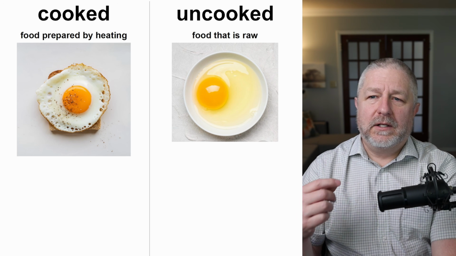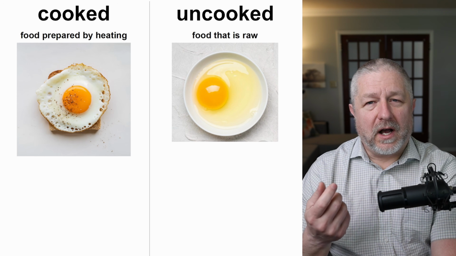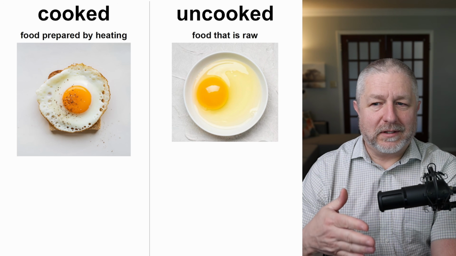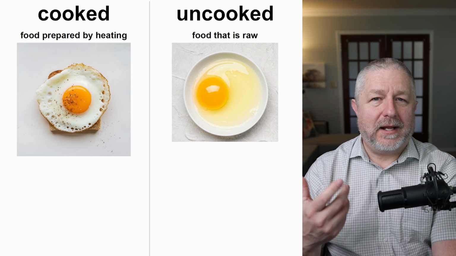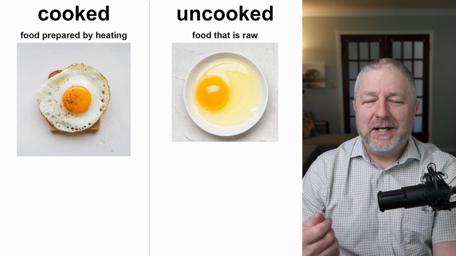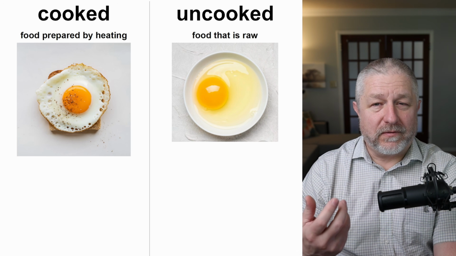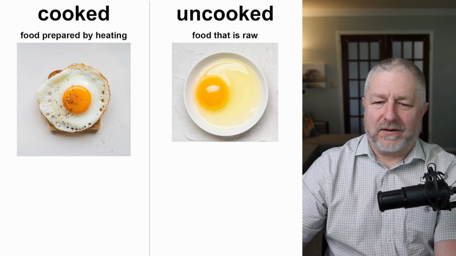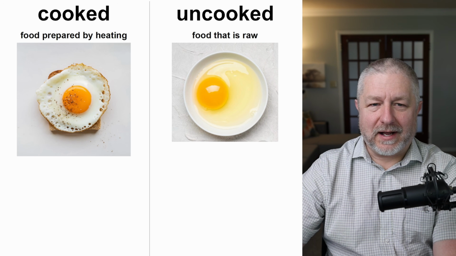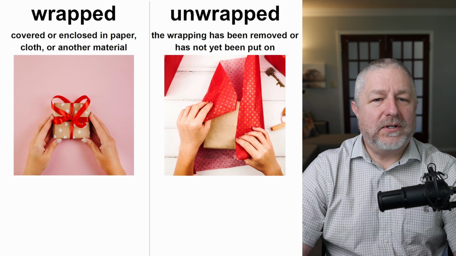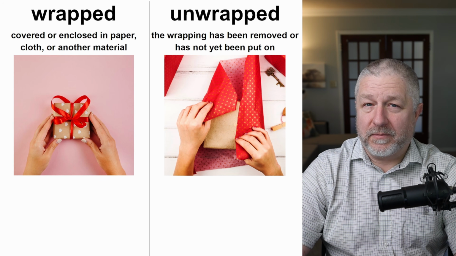By the way, we don't usually use uncooked to talk about foods that you don't normally cook. So you would eat a banana raw. You wouldn't refer to a banana as uncooked, but I would refer to lots of different meats or eggs or those types of things as uncooked if they are not ready to eat after having been heated. Wrapped and unwrapped. Wrapped is covered or enclosed in paper, cloth, or another material.